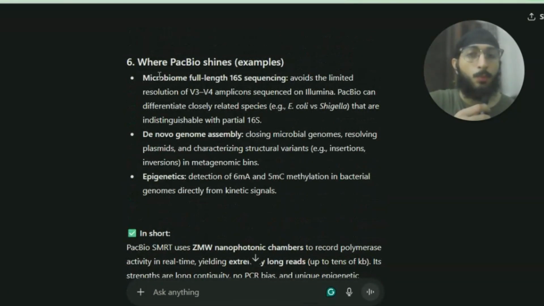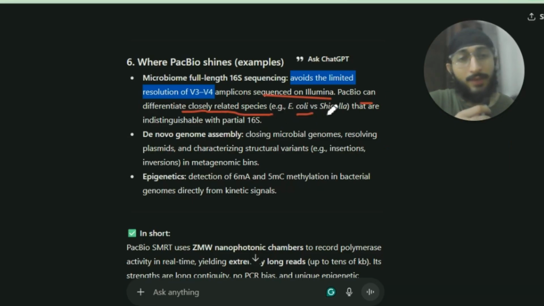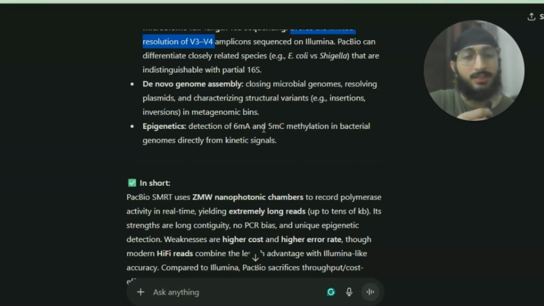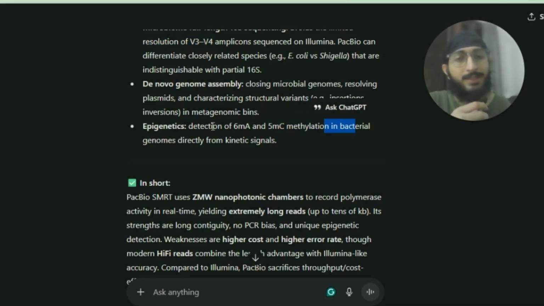Now, finally, discussing where PacBio shines, some examples. Microbiome full-length 16S sequencing avoids the limited resolution of V3-V4 amplicons sequenced on Illumina. PacBio can differentiate closely related species, for example, E. coli versus Shigella, which are indistinguishable with partial 16S. Then de novo genome assembly, closing microbial genomes, right? After that, epigenetics: detection of 6mA and 5mC methylation in bacterial genomes directly from kinetic signals.